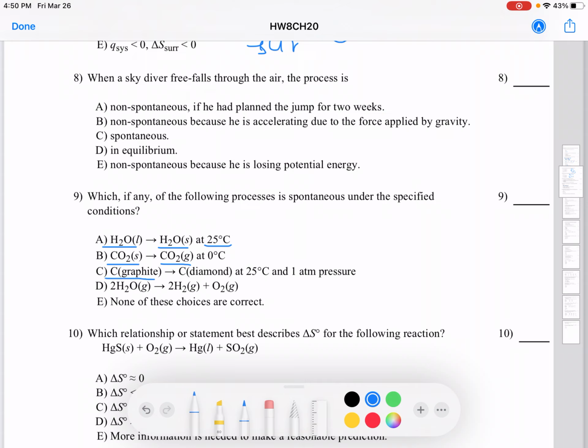Carbon graphite becoming carbon diamond at 25 degrees and 1 atm pressure. Under room temperature conditions, carbon cannot become diamond. Okay, that's not right. And then the gaseous water becoming hydrogen and oxygen. That is also not spontaneous. If you have water vapor, it doesn't separate into oxygen and hydrogen by itself. It's not a spontaneous process. So the correct answer would be B, carbon dioxide solid becoming carbon dioxide gas.